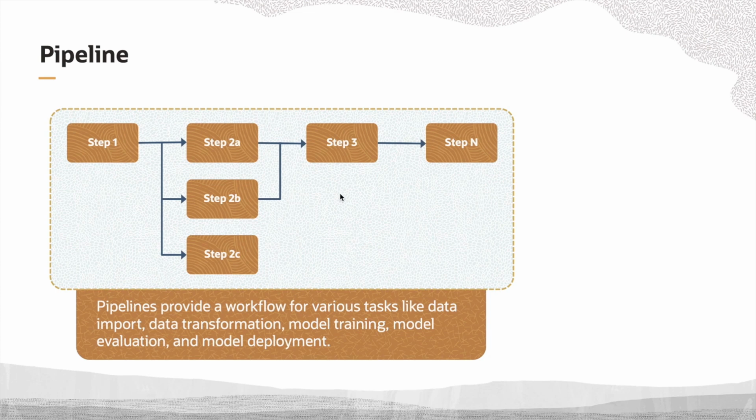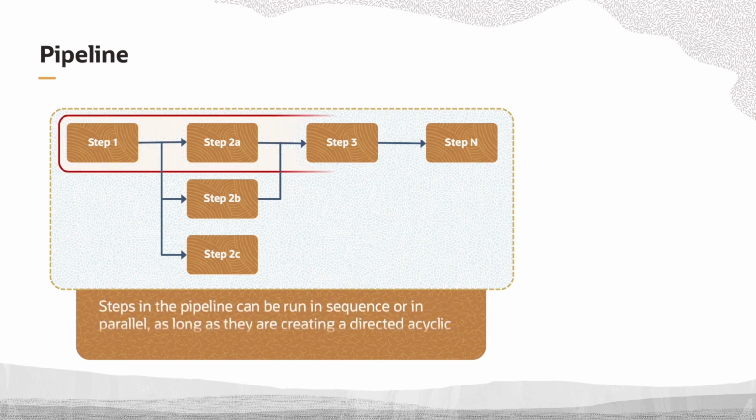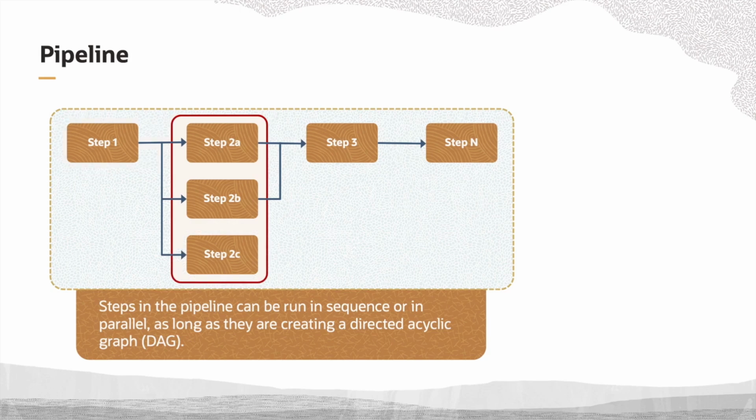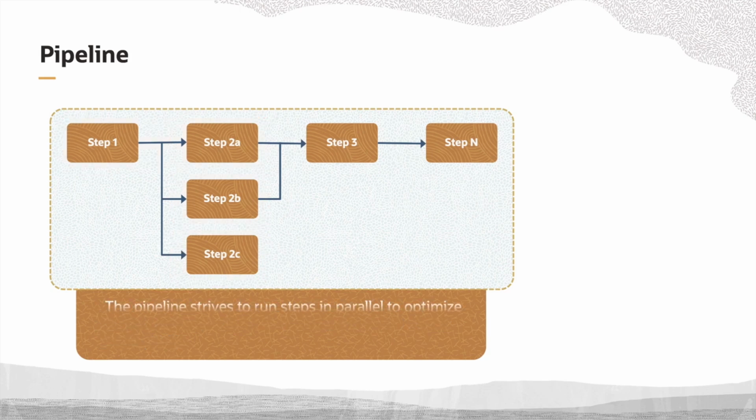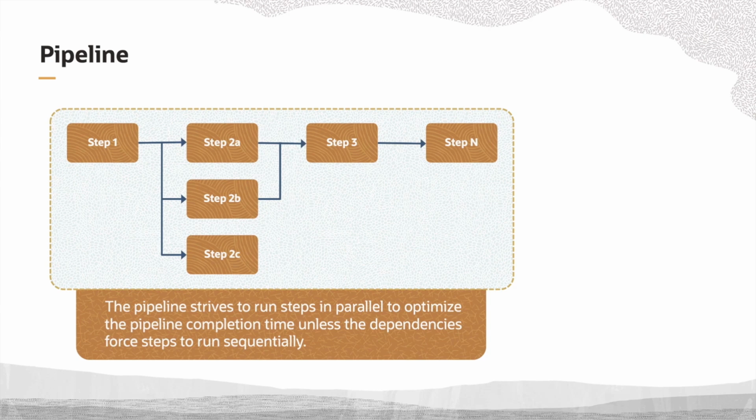Step 3 could be model evaluation, and step N possibly could be a model deployment. The steps can be executed in sequence or they could be executed in parallel. By default, the pipeline tries to execute all the steps in parallel unless we set the dependencies to execute them in sequence or in parallel.